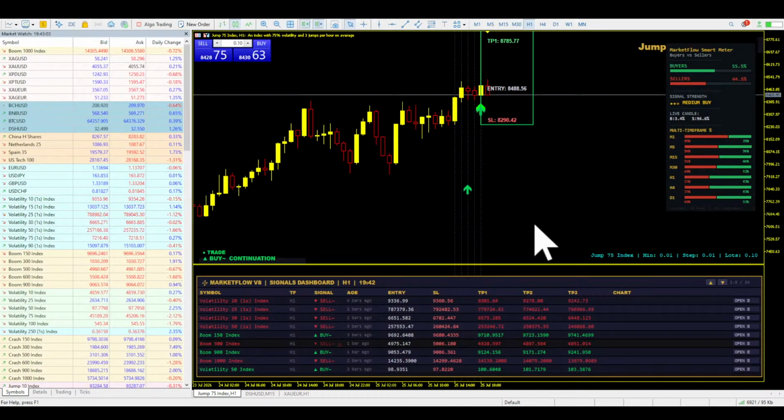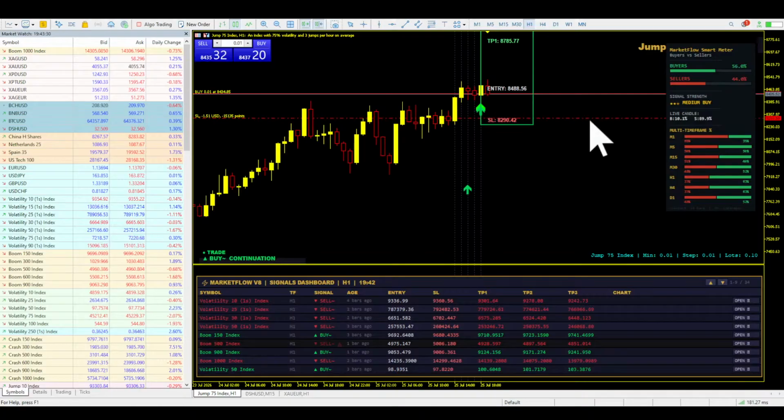But if we also look at the market flow smart meter, we can see that there's a bit of tug of war between the buyers and sellers. So for this one, we wouldn't really go with the big lot size because there's a stalemate between the buyers and sellers. If I would normally use a 0.10, I'd go minimum lot size here. So I'm still getting in the trade, a 0.01, getting in that buy trade.